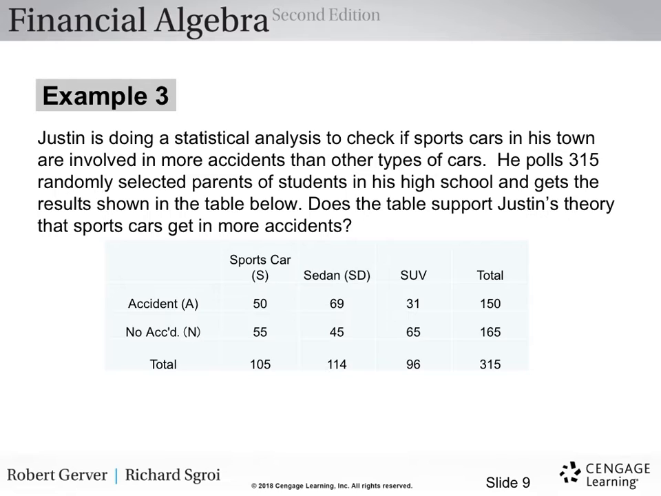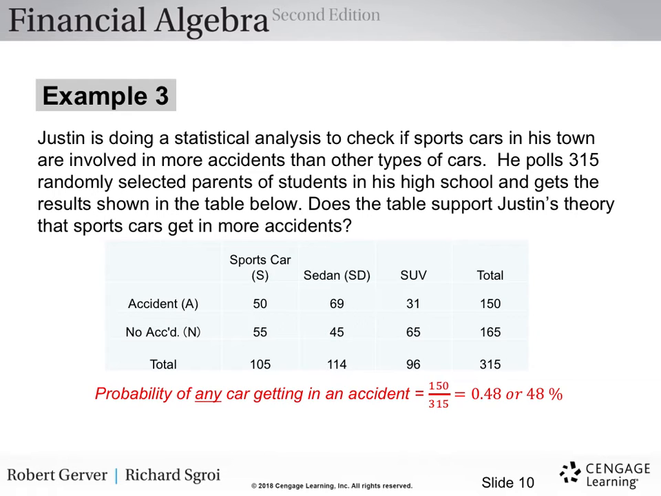All right, let's look at example 3. Justin is doing a statistical analysis to check if sports cars in his town are involved in more accidents than other types of cars. He polls 315 randomly selected parents of students in his high school and gets the results shown in the table below. Does the table support Justin's theory about sports cars getting in more accidents?